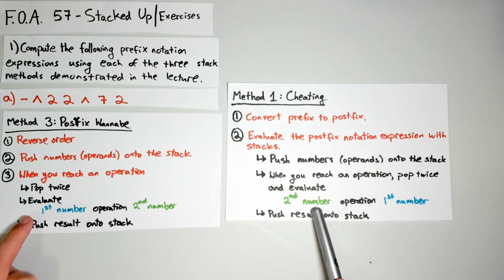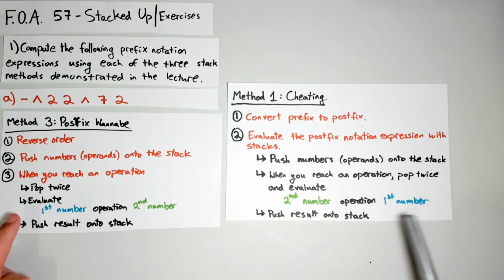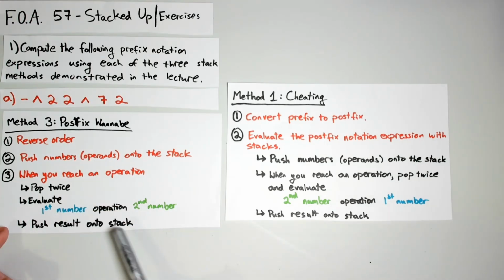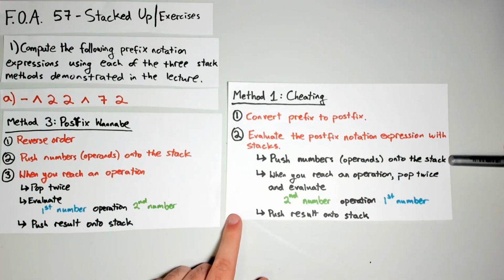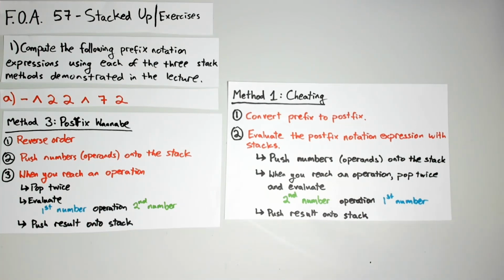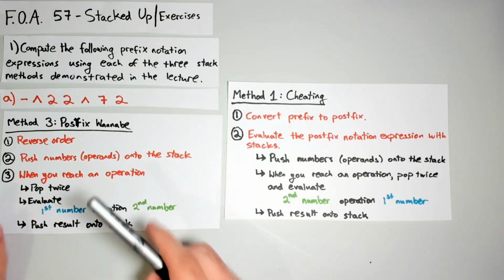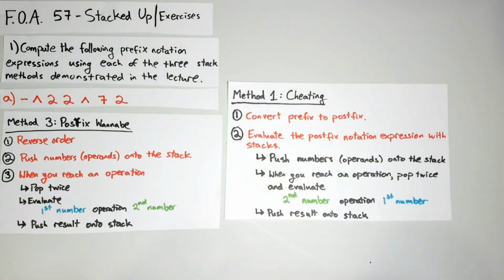In the cheating method, we do the second number first and then the first number that we popped afterwards. But in the postfix wannabe method, we don't do that. And we explained why that happened in the video, where here the stack reverses the order of the numbers. So we need to unreverse it by changing our order when we evaluate. Whereas here, the stack does do that, but we reverse it in the first place, right? So we flip twice, that takes us back to where we started, right? That's why we can actually keep sort of a more natural order when we're evaluating with this postfix wannabe method.